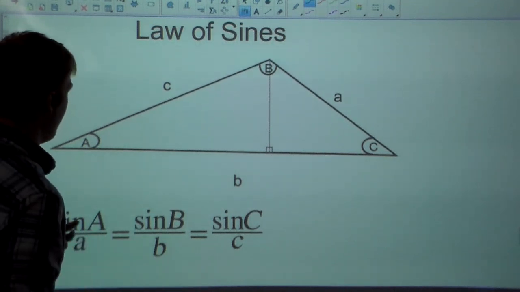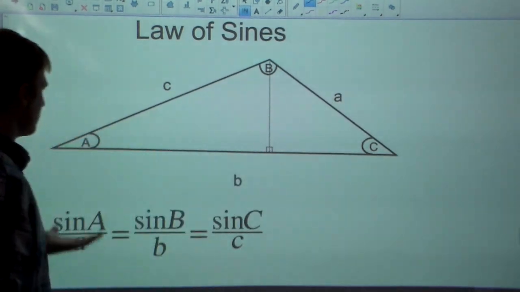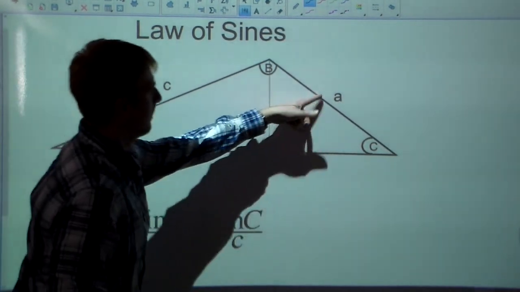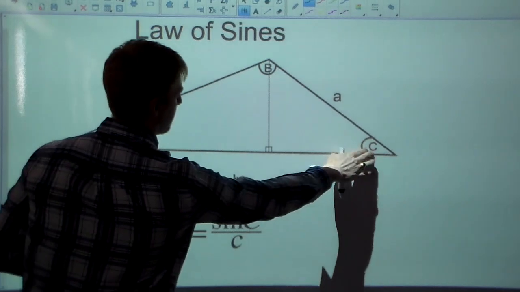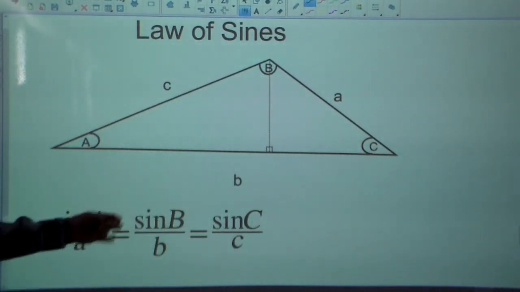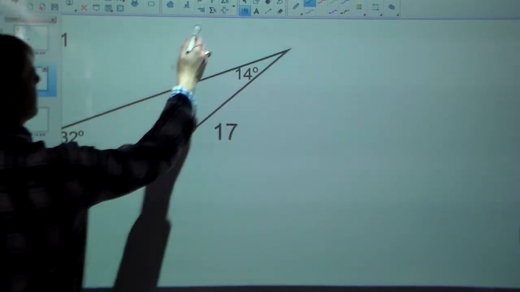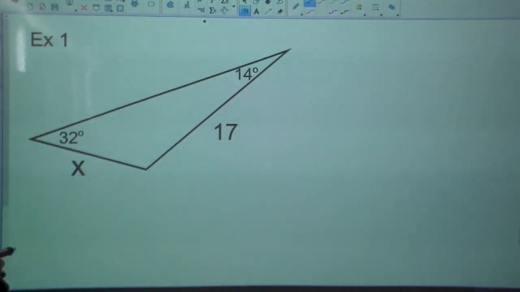So if I want to find C, but I've got this angle on this side, we say sine of A over a is equal to sine of C over c. Or, well, you get the idea. You can set up any proportion you need to. So let's practice it with some actual numbers and see how it works out.